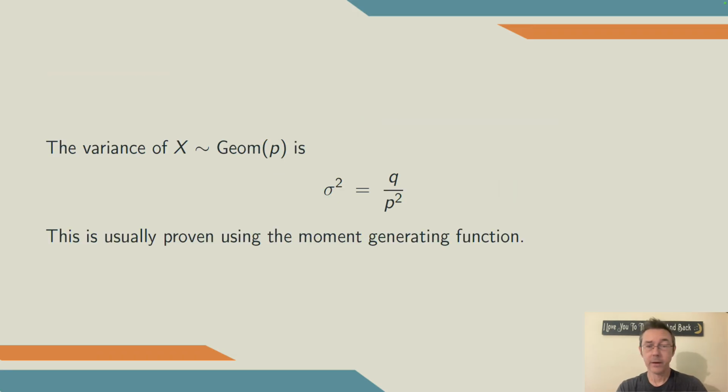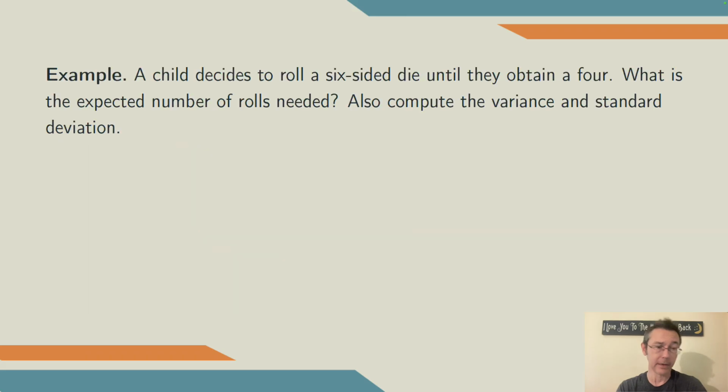The variance of a random variable with a geometric distribution is given by q over p squared. And I'm not going to do that proof. It's a little bit more involved. It's usually done using the moment generating function, which we haven't gotten to yet in this probability course.